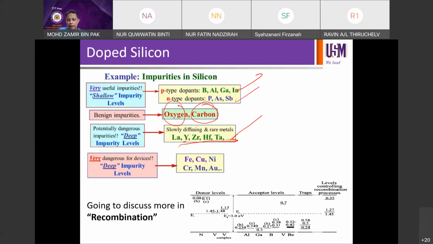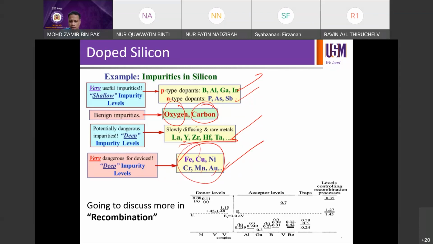We hardly use them in semiconductor processing because of their nature. Okay, satu sebab dia rare lah, they're rare, and it's not economical to use these materials. And the most important one is because they are deep level impurities. You don't want to incorporate defects or impurities on purpose into your lattice, right? Into your silicon, because that's a no-brainer. Very dangerous for devices, deep level impurities. These are also deep level, and they are very dangerous. The first one is potentially dangerous. The one below is very dangerous, like iron, copper, nickel, chromium, manganese, gold. They're all very dangerous. So let's see why.